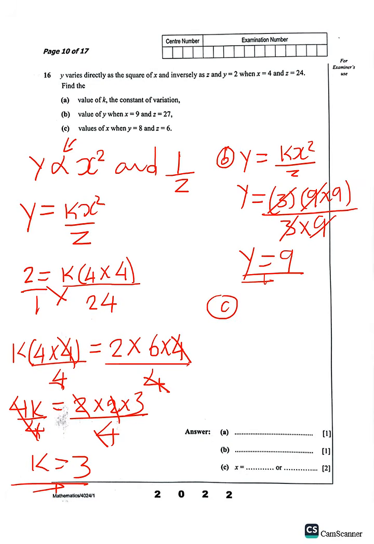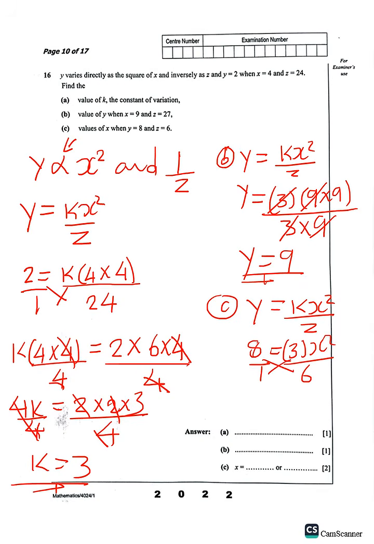Let's solve for C. The value of x when y is equal to 8 and z is equal to 6. So y is equal to kx squared over z. What's our y? 8. Then x is what we are solving for, so x squared over, what's our z? Our z is 6 over 1. Oh, we forgot to write the value of k since we have it. So this is 3x squared over 1, we cross multiply.